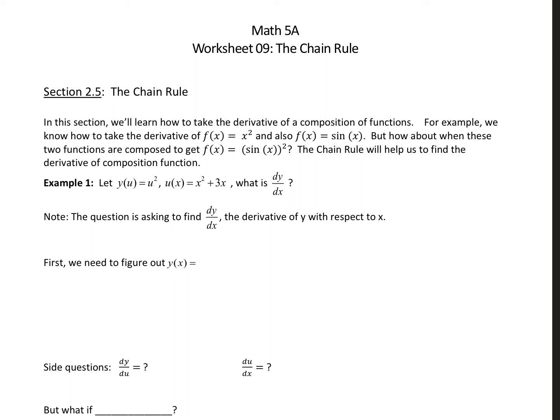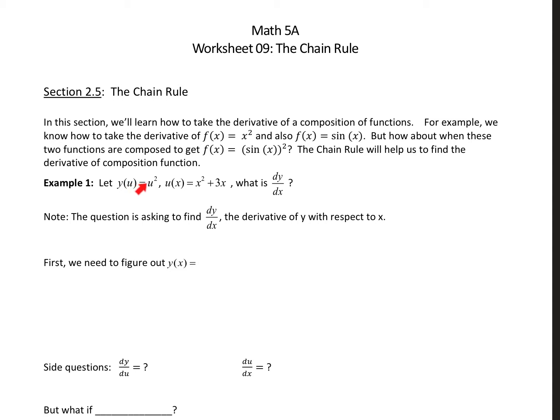But how about when these two functions are composed? One example could be sine x, the whole thing squared, right? So it's not x squared, and it's not just sine x, it's sine x, the whole thing squared. Here we use the chain rule to find the derivative of the composition function. Let's look at the first example.